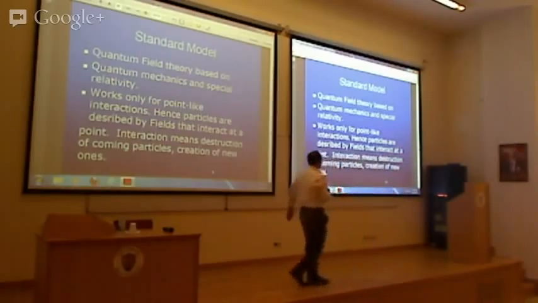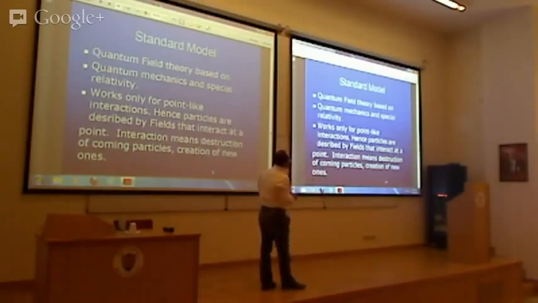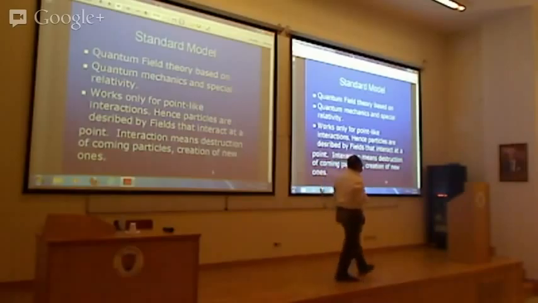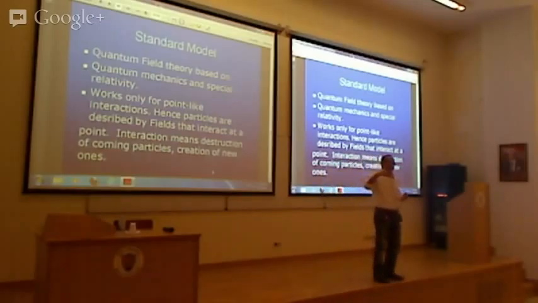They have no substructure. Interaction basically means destruction of incoming particles, creation of new particles. So an electron comes in, it disappears, becomes a photon, becomes an electron. That's what we call interaction, okay? At that point. In between, they propagate through.